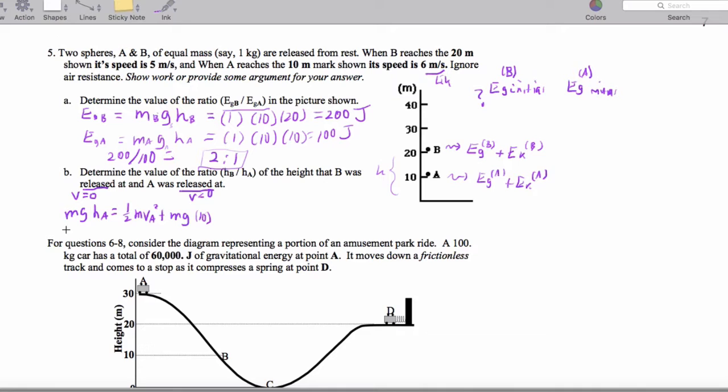So let's get A's energy. We're going to end up getting 1 times 10 times HA equals 1/2 times 1. And V of A, we're told, is 6 meters per second, so we'll square that, plus 1 times 10 times 10. So what I'm going to end up getting, when I simplify, is 10 HA equals 18 plus 100. Or in other words, 10 HA equals 118. And when we finally simplify, HA is going to equal 11.8 meters.